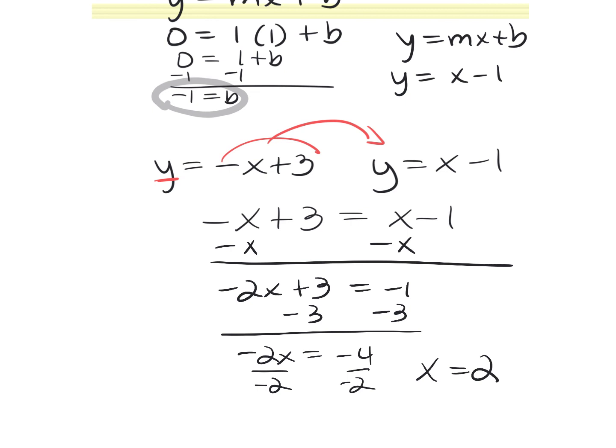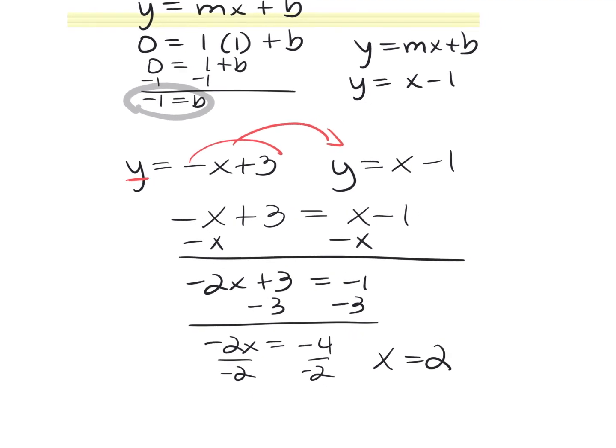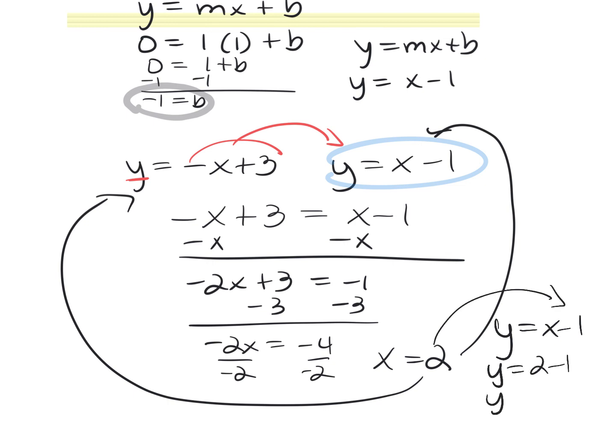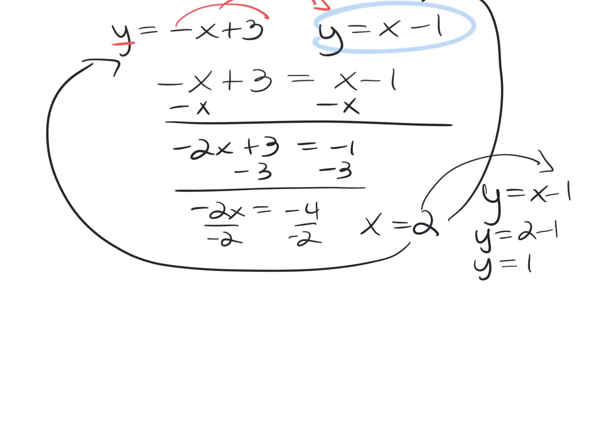I now need to find my y-coordinate. I can plug the 2 into either this equation or this, it doesn't matter. I'm going to go ahead and use this one. It looks like it's less work. So y equals x minus 1, plug in 2. 2 minus 1, y equals 1. So now the ordered pair is 2, 1.